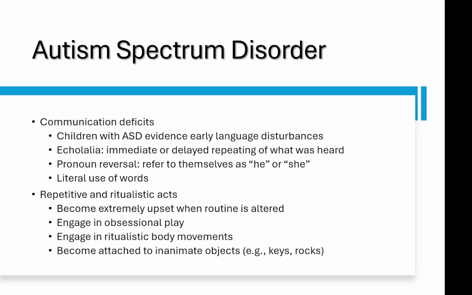Repetitive and ritualistic behaviors are common in children with ASD. They often become upset when their routines are disrupted, which can lead to an increase in problematic behaviors. Obsessive play is another characteristic where children become fixated on specific objects or activities such as a favorite character, for example, trains or the alphabet or dinosaurs. They may also engage in repetitive body movements like rocking or hand flapping.